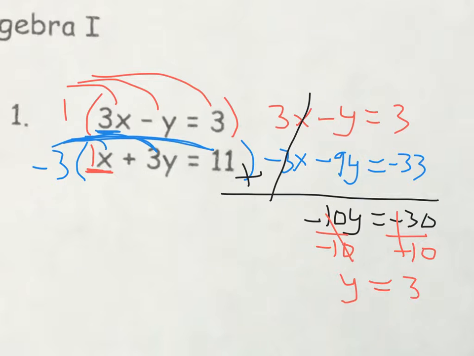30 divided by 10. Okay, so that is half of your answer. Remember, when you have a system of equations, you always want to find both the variables, unless the problem tells you only one of them. Okay, so we found the y, now we need to find the x.